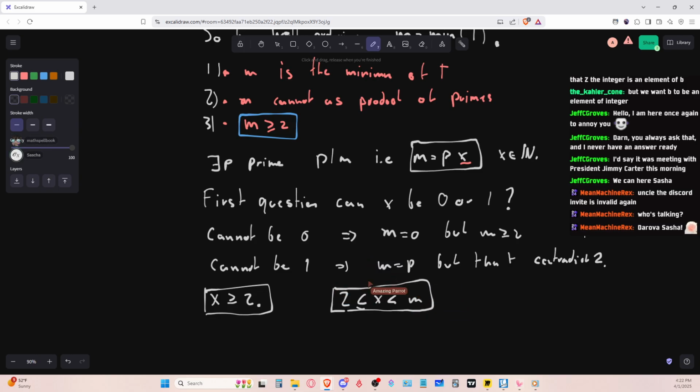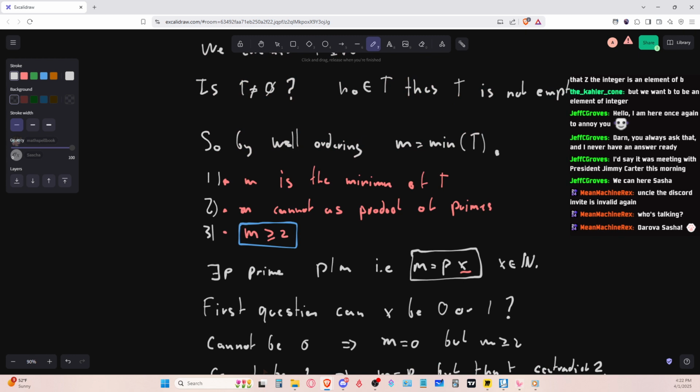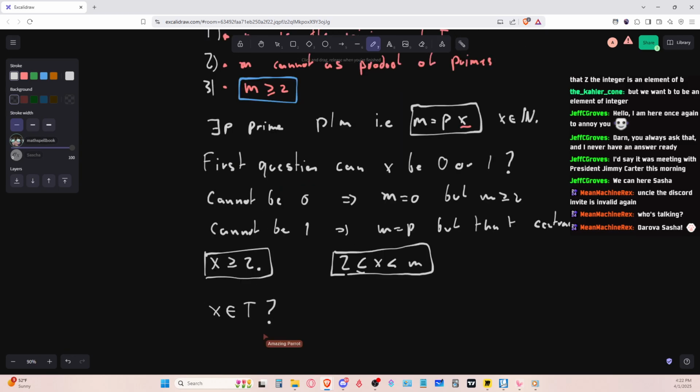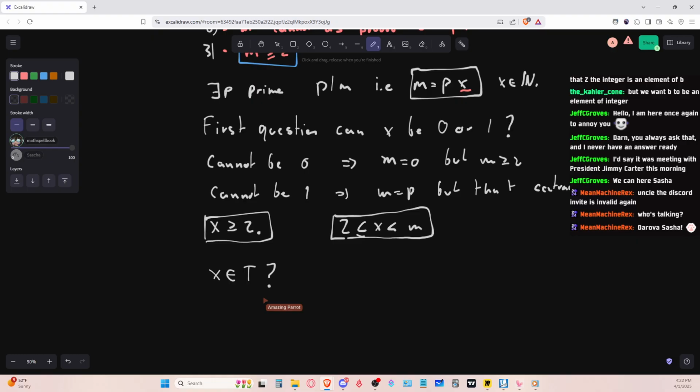Now the fun question: is x part of our set T? If it is a multiple of m, technically, because m is the minimum of T, it shouldn't be. But since it's a divisor of m, it kind of is. So it's both in it, and yet it's not supposed to be. You kind of see the contradiction here.